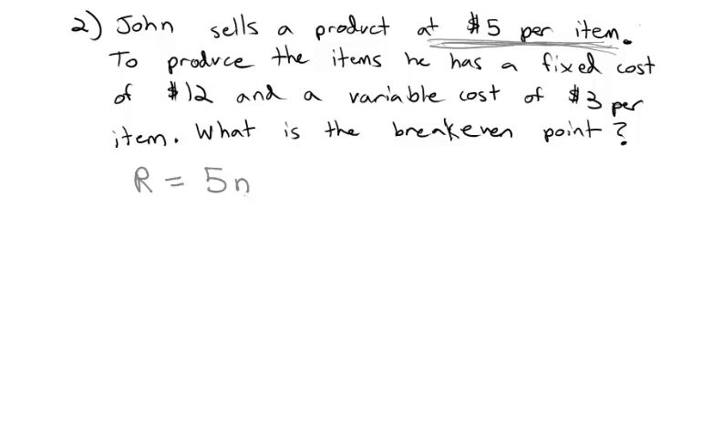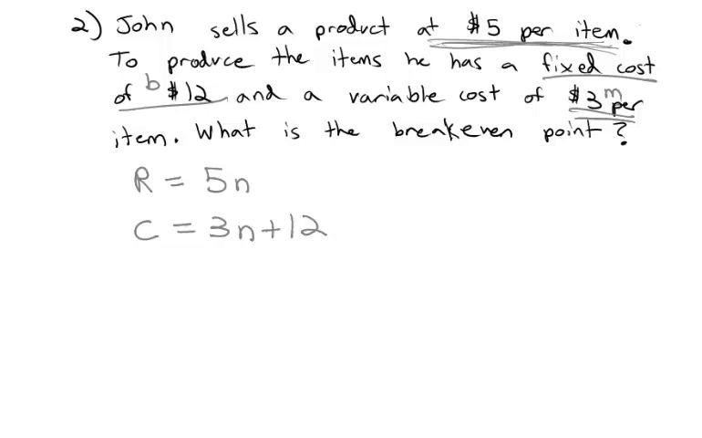I'm going to use N for the number of things he sells. Now his cost, though, his cost has a fixed cost of $12. That's your starting value. That's your B. And his variable cost, his slope, is $3 per item. So if we take 3 times the number of items plus the starting amount of $12, we've got an equation that represents his revenue and an equation that represents his cost.